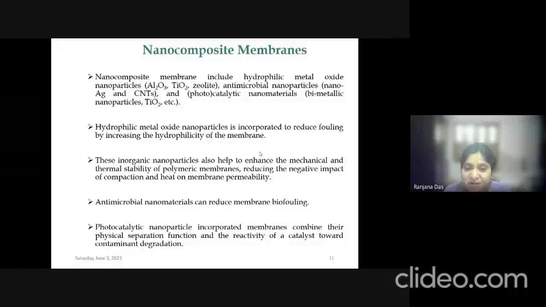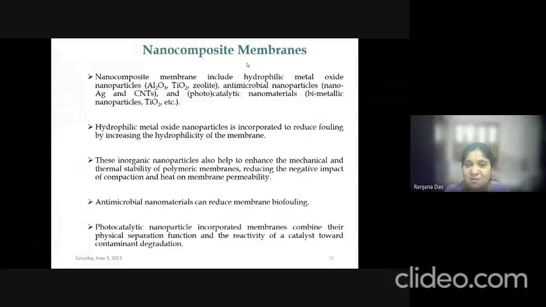Nanomaterials: the reason, as I have already mentioned, is that we want more permeation, that is better separation and less fouling, because that is the main problem associated with the membrane separation process. So in the nanocomposite membrane, with the casting solution, we are adding different types of nanomaterials, meaning metal oxides like alumina, titanium, zeolite, CNT, even nano silver. All of them have different functions.